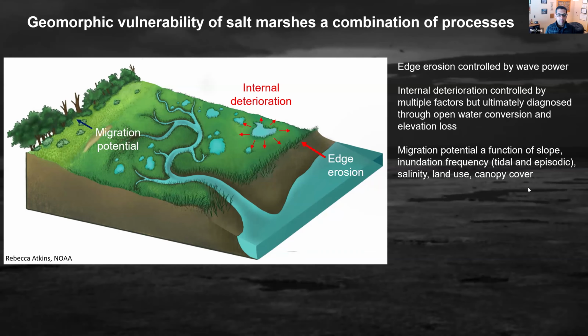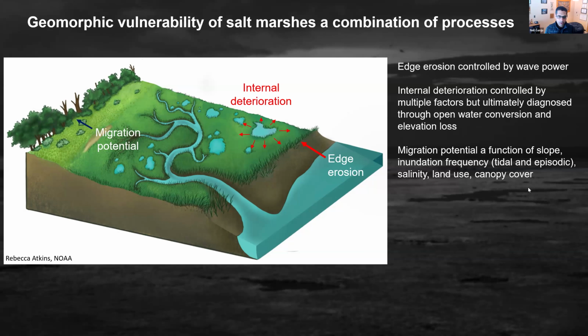And then lastly, we have migration potential, so the ability of marsh to move upland into forests, undeveloped land, or agricultural lands. And as we know, that's pretty complicated. It can be a function of slope, rainfall, salinity of the groundwater, land use, canopy cover. But these three terms are basically what control how much salt marsh you have, and therefore what ecosystem services they provide in terms of flood protection, habitat, recreation, etc.